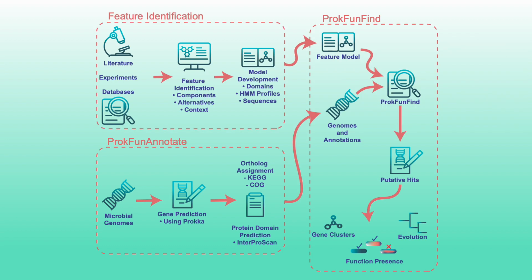The feature model and annotated genomes are then fed into the ProkFunFind tool, which uses that annotation information to search for your defined feature in each of the annotated genomes. The putative hits returned from this search can be analyzed to look at different things, like if the features are encoded by genes that fall into distinct gene clusters, what the presence or absence of the features are in the different genomes being analyzed, and how this feature and the genes associated with it seem to have evolved over the course of the evolution of the organisms being studied.